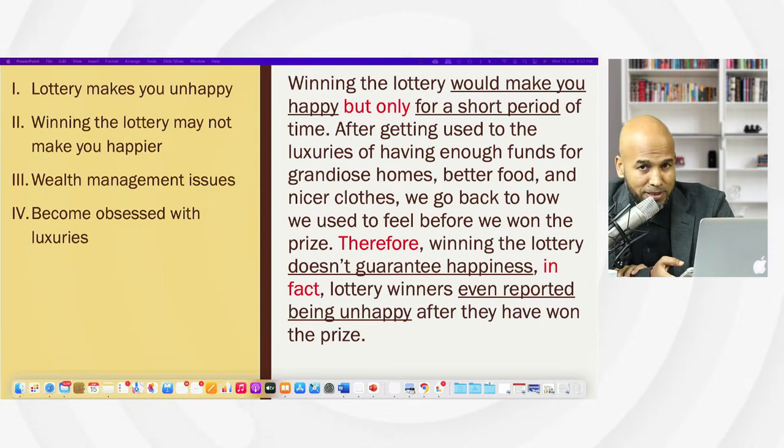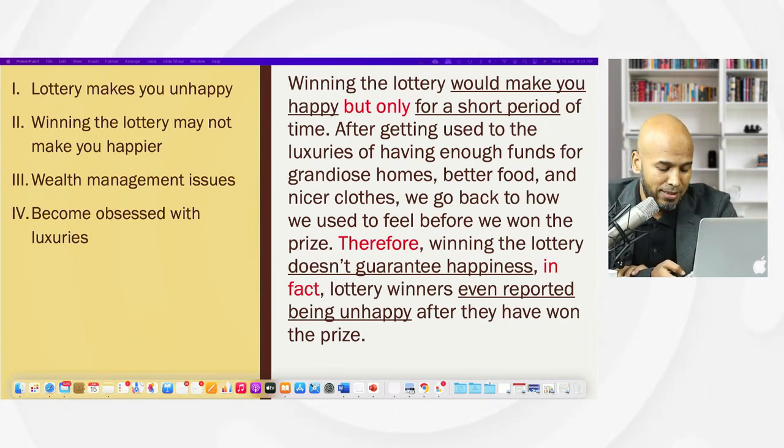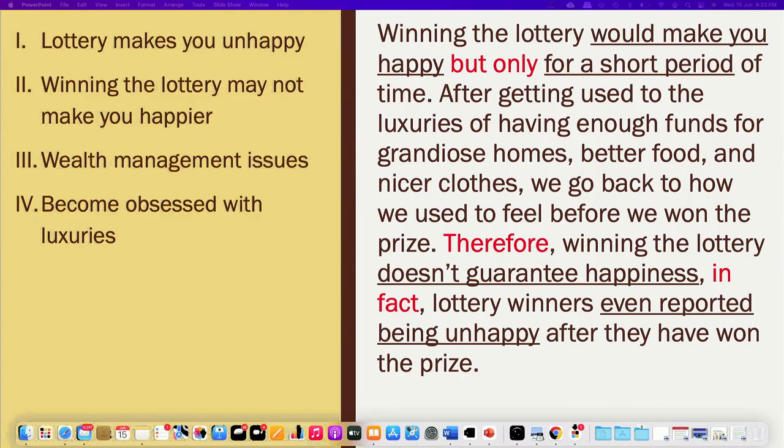The first sentence is the topic sentence. And of course, we need to read the topic sentence very carefully, because the topic sentence has the main idea. Okay? And then we need to connect the main idea with the other sentences, the supporting sentences. So the topic sentence says, winning the lottery would make you happy, but... that is a discourse marker that I underlined, that I marked with a red color. So that says, but, winning the lottery would make you happy.